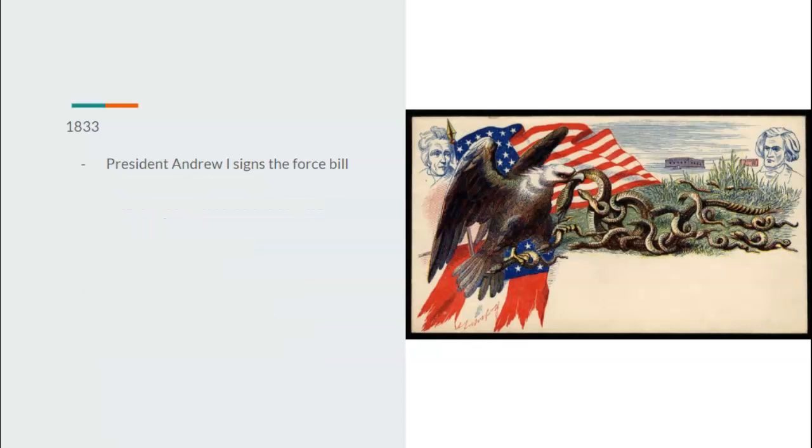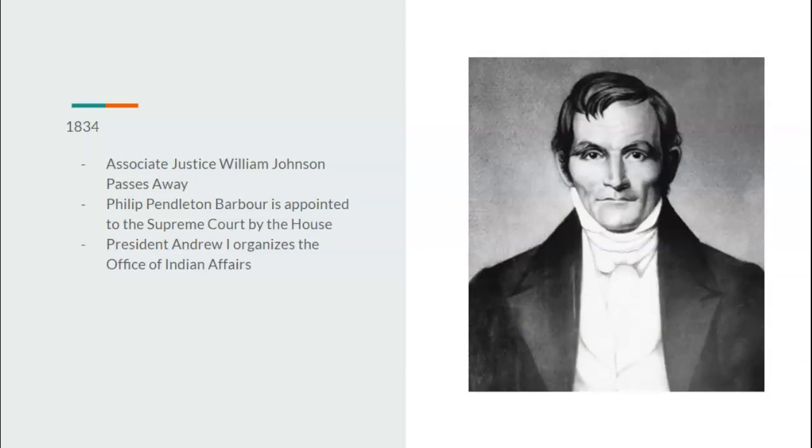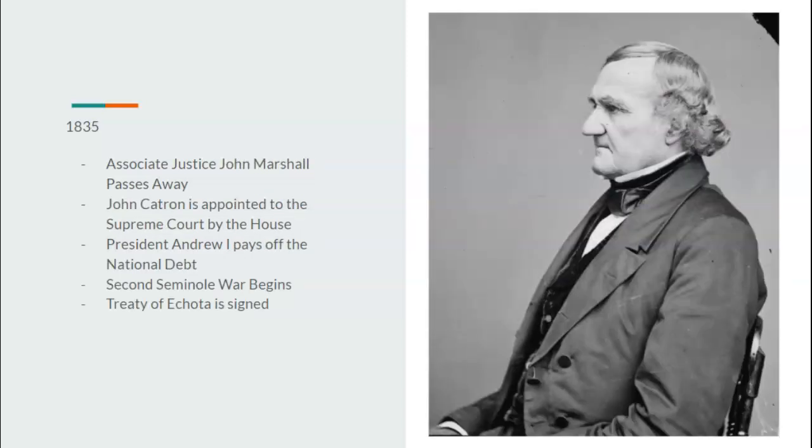1833, President Andrew I signs the Force Bill. 1834, Associate Justice William Johnson passes away. Philip Pendleton Barber is appointed to the Supreme Court by the House, as well as President Andrew I organizing the Office of Indian Affairs. 1835, Associate Justice John Marshall would pass away, and John Carton would be appointed to the Supreme Court by the House of Representatives. President Andrew I would pay off the entirety of the national debt, which would be a monumental moment. The Second Seminole War would begin, and the Treaty of Echeta would be signed.